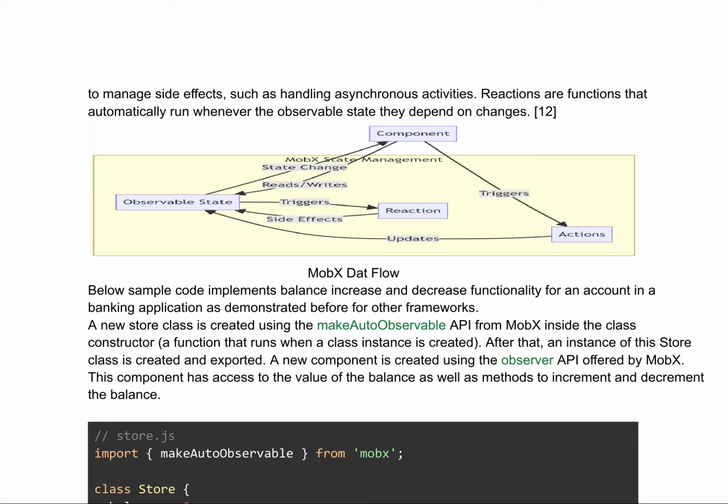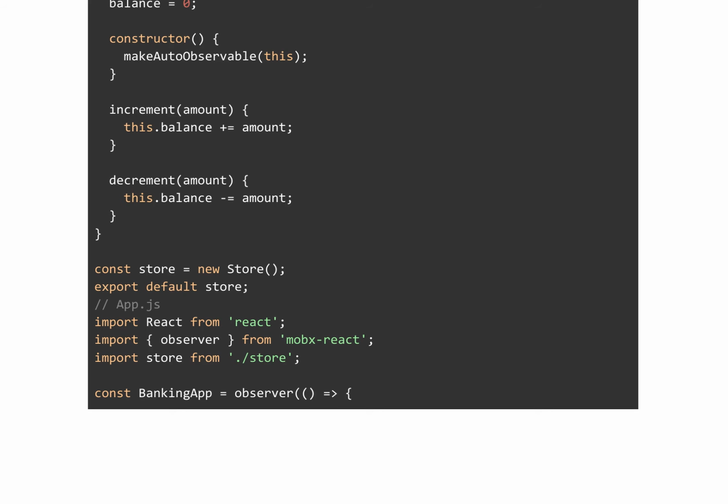The component is defined as a functional component, leveraging the observer higher order component from Mobex. The code snippet provided illustrates the implementation of the store class and the component. The store class features a balance property initialized to 0, along with two methods, increment and decrement, that update the balance. The component utilizes the observer API to observe the store instance and render the balance value.